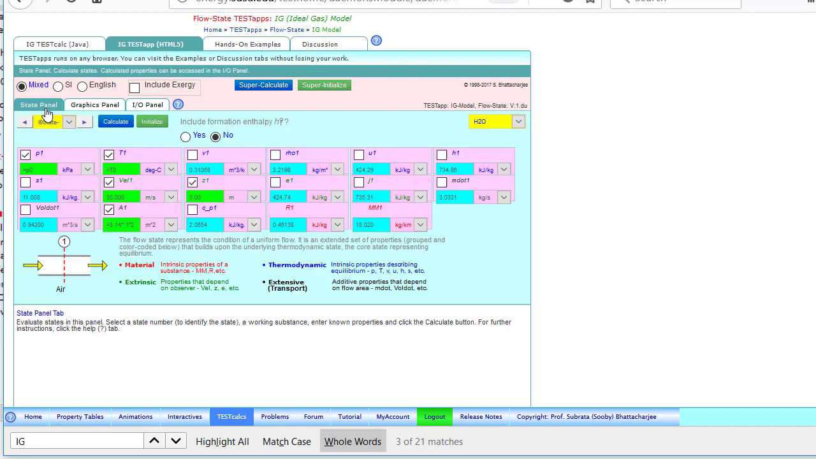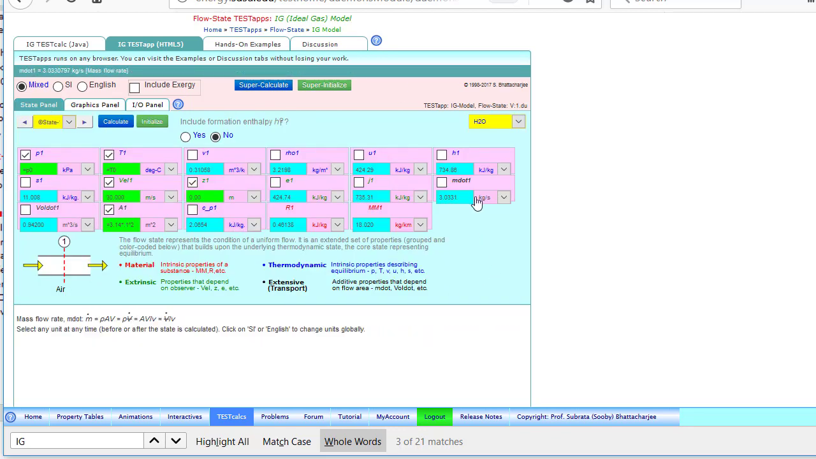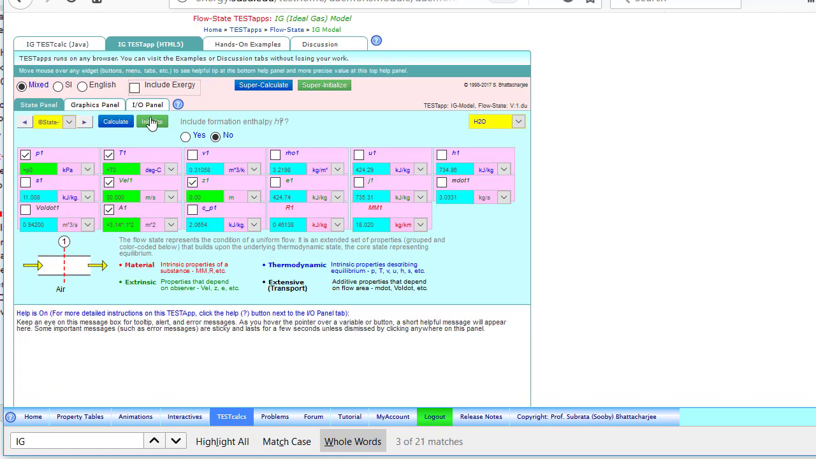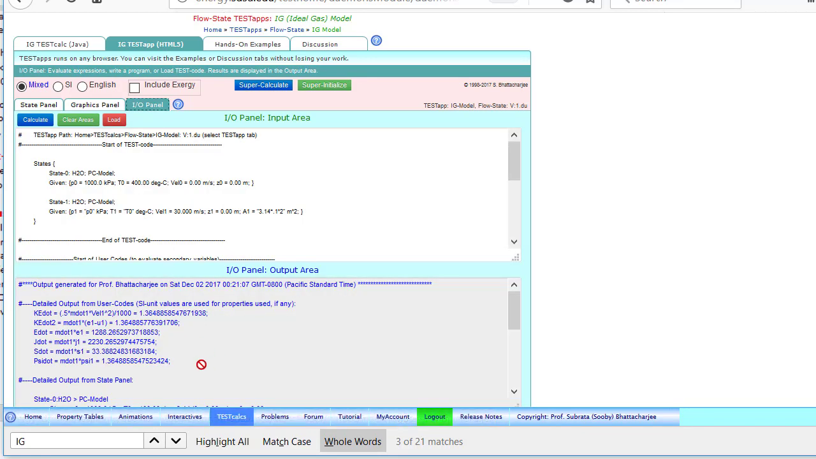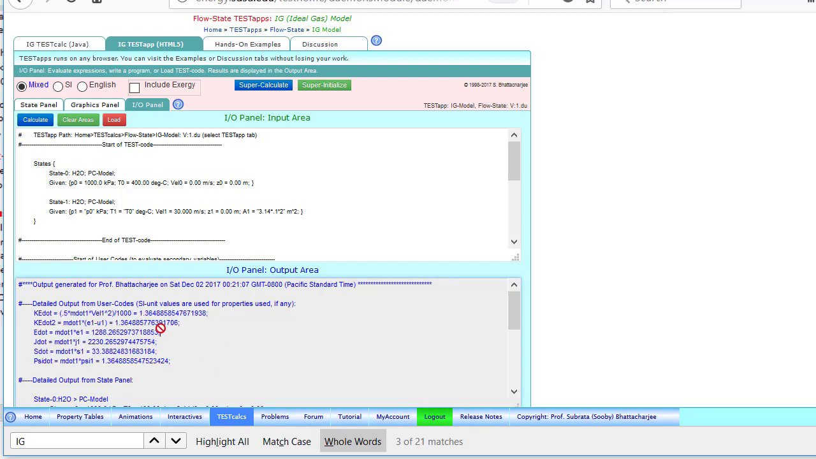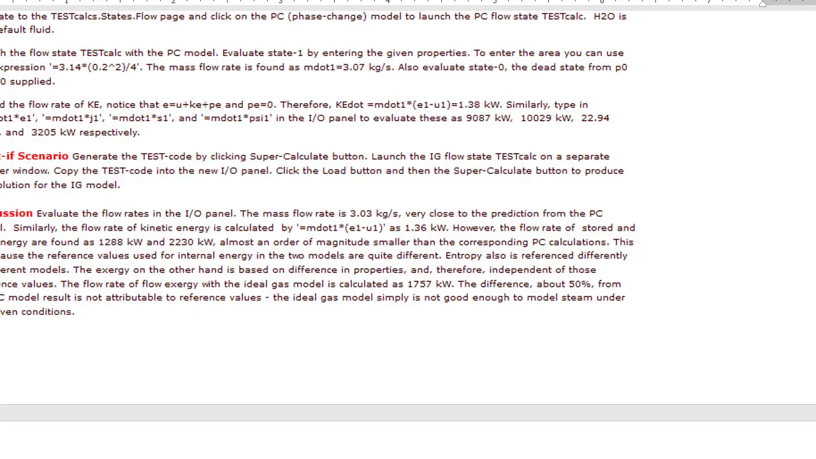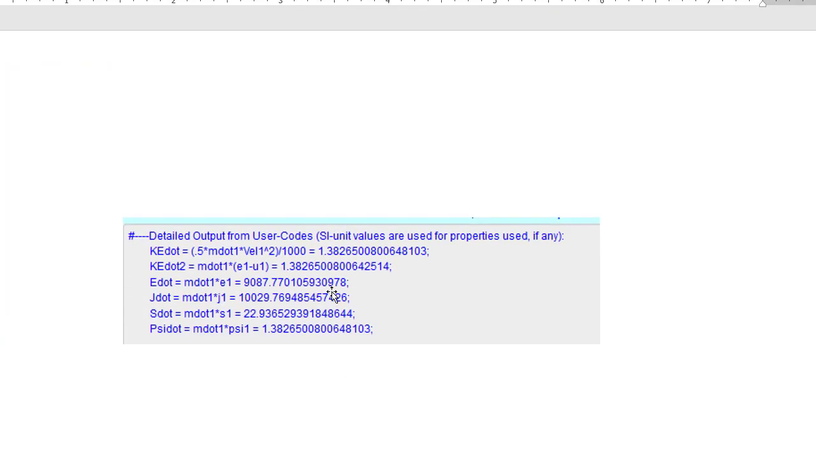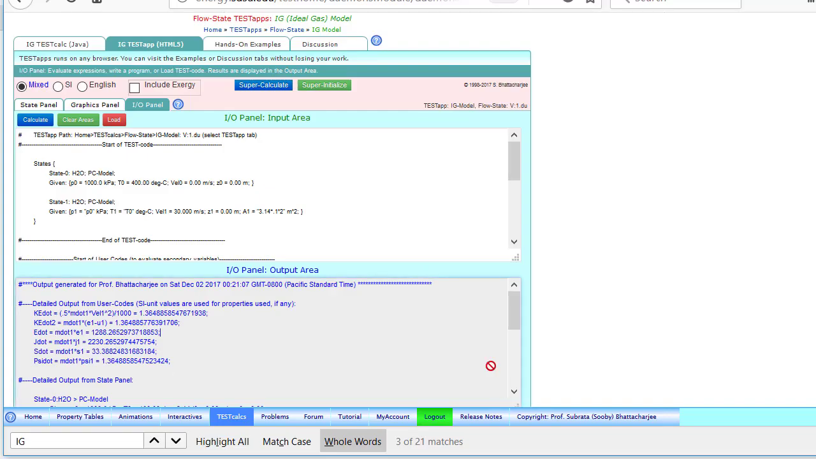We'll go to the state panel to see m dot, which is right here, 3.03. For the PC model, we got 3.07, so it's fairly close. And then back to the I/O panel, we got all our answers for the others down here. So we got about 1.36 for KE dot, and I screenshotted the answers from before. We got 1.38 before, and so those answers are again fairly close.